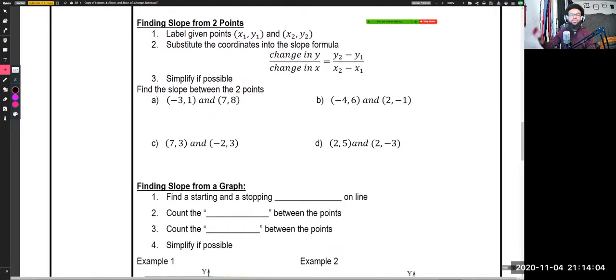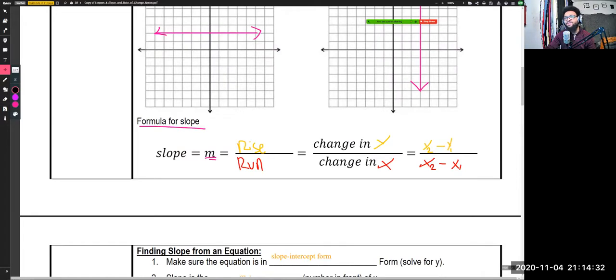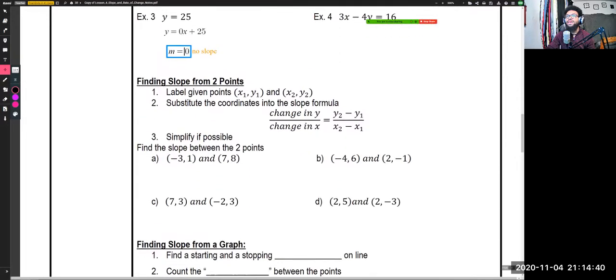So now let's get to what that first question was in our essential question. How can we determine the slope given 2 points? All right. So this says, first, we're going to label the given points x1, y1, x2, y2. Then we're going to substitute the coordinates into the slope formula. Do you see how this change in y over change in x is going to be equal to y2 minus y1 over x2 minus x1? And that looks exactly like what we had above for our definition of slope and our formula of slope. Our slope is equal to rise over run, change in y over change in x, y2 minus y1. So that's what we are going to do here.